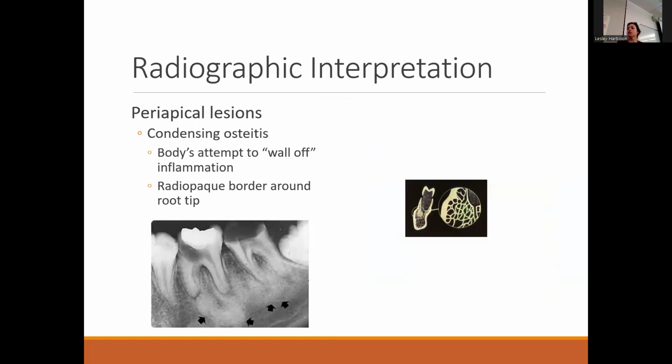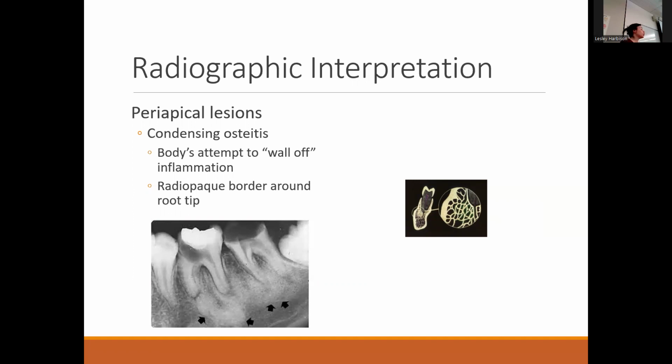So, radiographic interpretation. When we're looking at the radiographs, in 20 years of practicing hygiene, I've never been asked by a dentist to identify condensing osteitis, or to tell them what's going on at the apex of a tooth. But what they will like is for you to acknowledge what's abnormal.